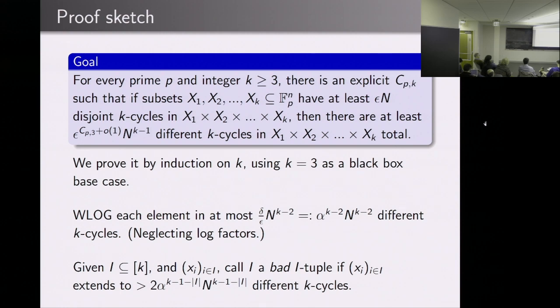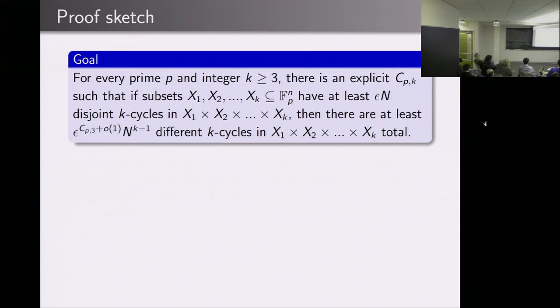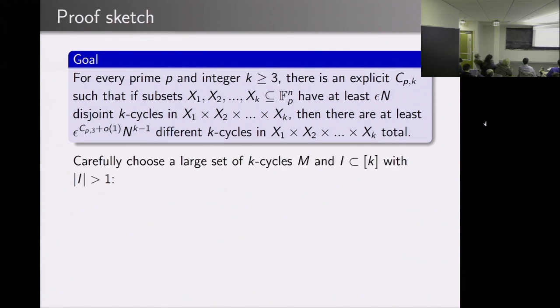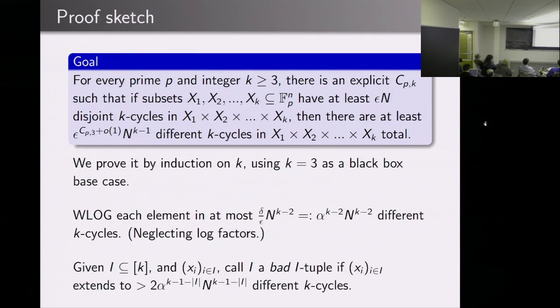And this is also what causes problems with the other approach, where we tried to generalize the proof. So an i-tuple of elements is bad if it extends in too many ways to k-cycles. I don't want to go into the precise arguments here, but you can guess that since each element does not extend in too many ways, if it is in some bad tuples, it shouldn't be in too many bad tuples, because overall, on average, it's correct.